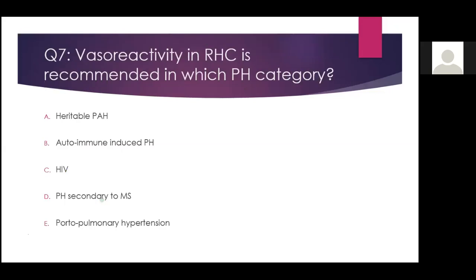If you decide to do a vasoactivity test during the right heart cath, in which type of pulmonary hypertension patient would you recommend it? The vasoactivity test means that you would give the patient a certain drug and see the response of the mean pulmonary artery pressure. Is it heritable or familial pulmonary arterial hypertension? Is it the autoimmune type secondary to scleroderma or systemic lupus? Is it HIV? Is it secondary to mitral stenosis or portopulmonary hypertension?